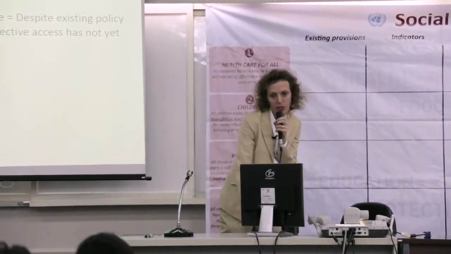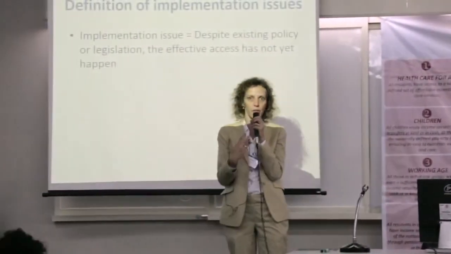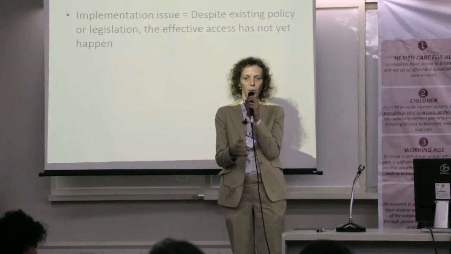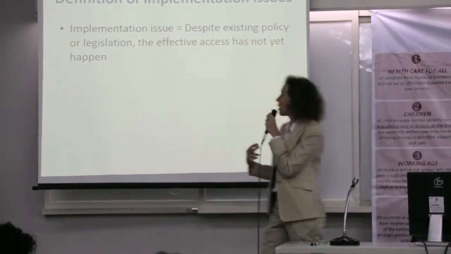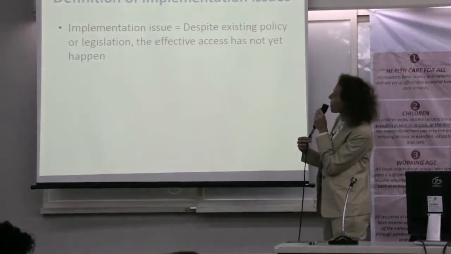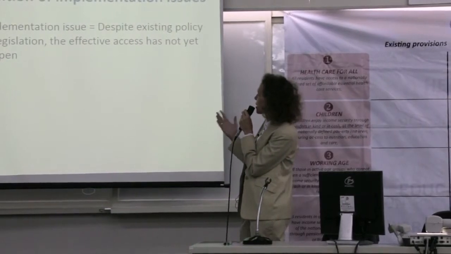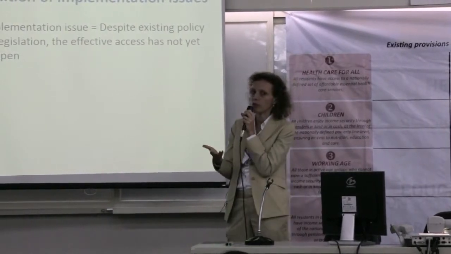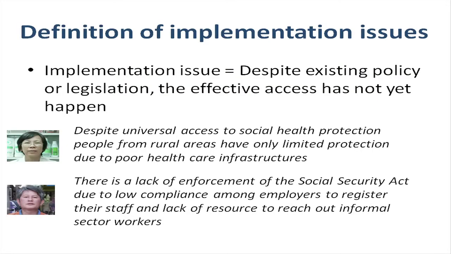And then implementation issues. Implementation issues are the situation where you have the law, you have the decree, you have everything, but the scheme is not in place or is only partially in place. So the tentative definition is, despite existing policy or legislation, the effective access to social protection, to the guarantee, has not yet happened. Can you give me an example? There is a lack of enforcement of the Social Security Act due to low compliance among employers to register their staff.